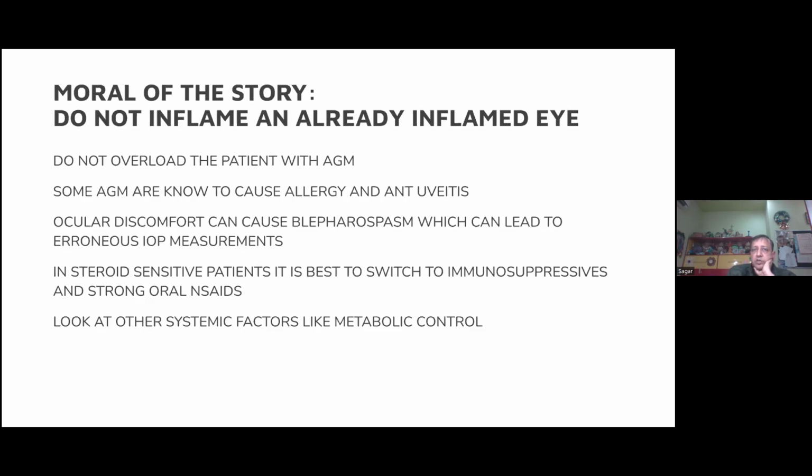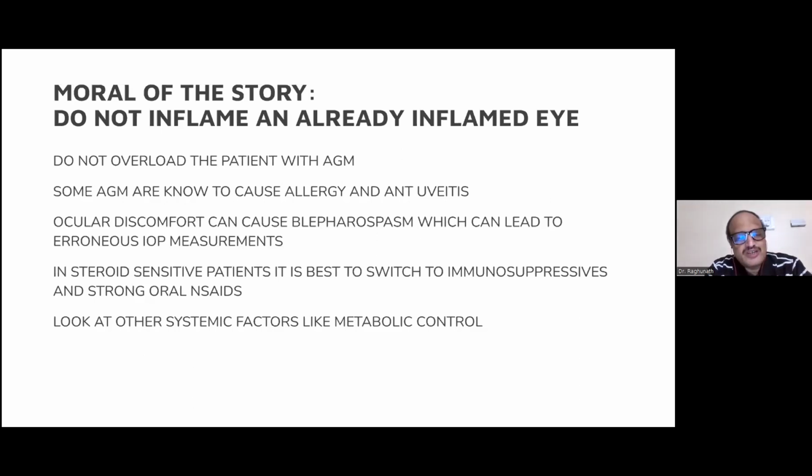He was put on a steroid. He was a steroid responder. Pressures went up. The thing about this case is that everyone kept topping up his anti-glaucoma medication. He kept going from one doctor to another. His eyes started getting red and red and red. Nobody bothered to stop the steroids and just take away the anti-glaucoma medication. Keep it simple. That was the moral of the story. Try to keep things simple.